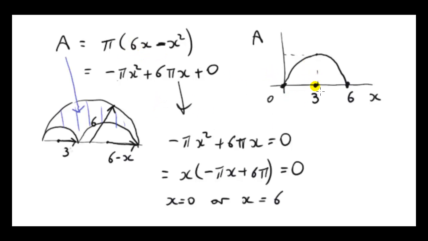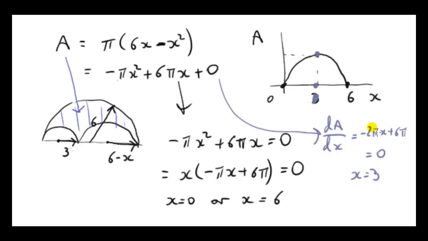Now, of course, the other way to do this is to differentiate. Find the value of x for which the slope is 0. So we could differentiate this expression, set the result equal to 0 and solve. Let's suppose I differentiate this, so we get dA/dx. Well, that's going to give us minus 2 pi x plus 6 pi. So we set the derivative equal to 0 because the slope at this value is 0. If we solve this equation, we get x equals 3 as before. So two ways to do that.